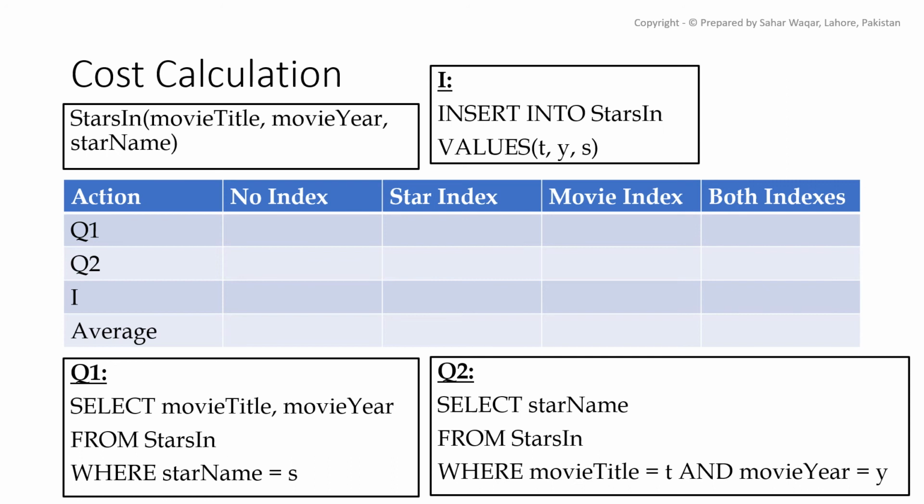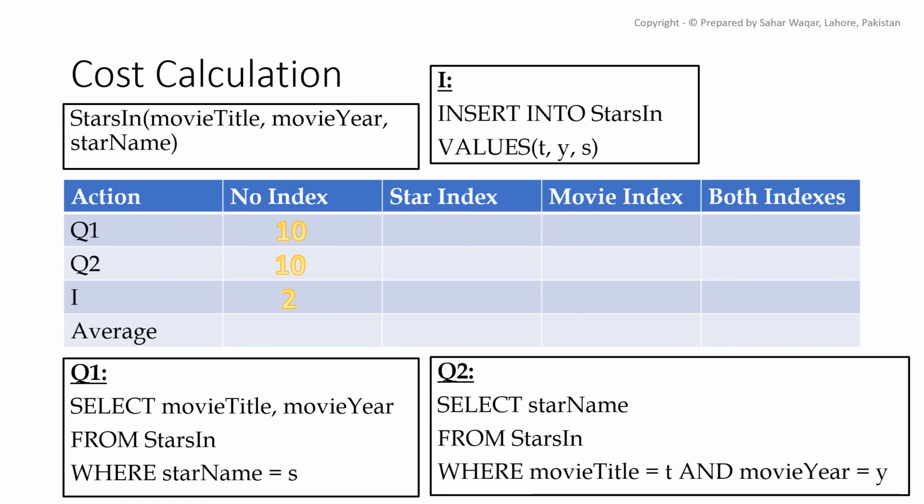Let's talk about the no index case. That is, if we have no index on our StarsIn table, then if Q1 is executed, all 10 pages will be loaded into main memory to get the movie title and movie year for the star name S, as we have to check all the tuples for the star name S. Similarly, for the query Q2, we need to check the complete relation for the movie title T and year Y, as even our desired tuple can be at the end of all pages. For insertion, the cost is 2. Why? Because we only need to access the page where we want to insert the tuple, one for read and one for write.